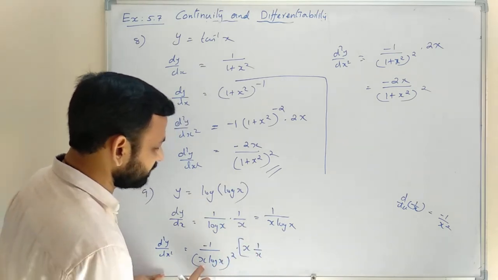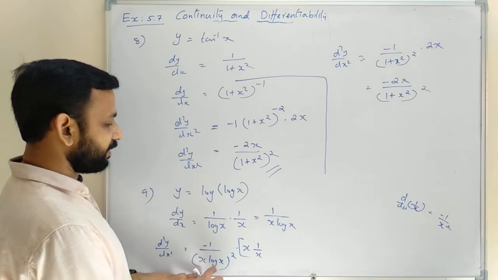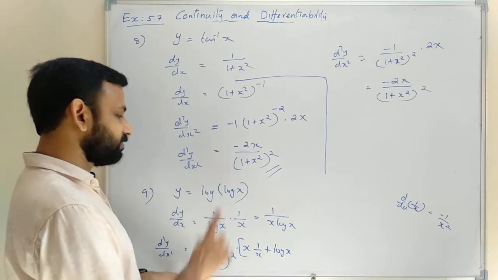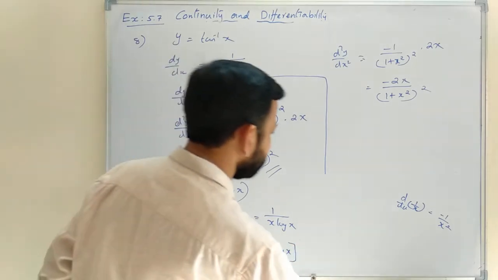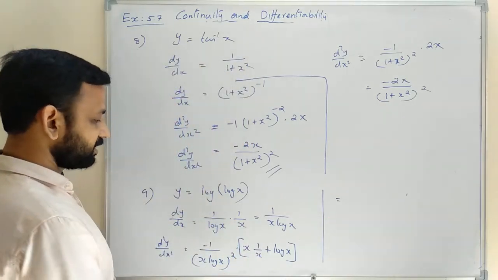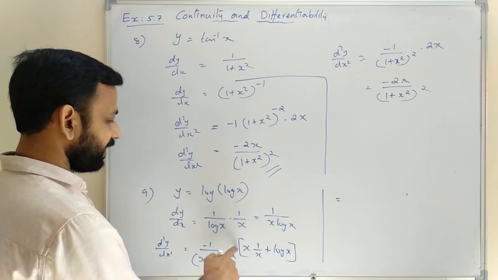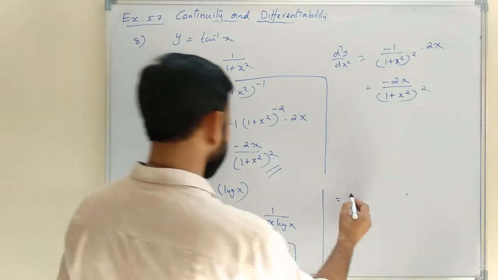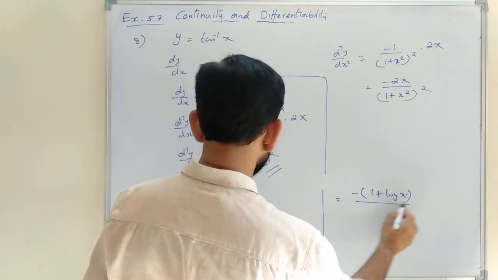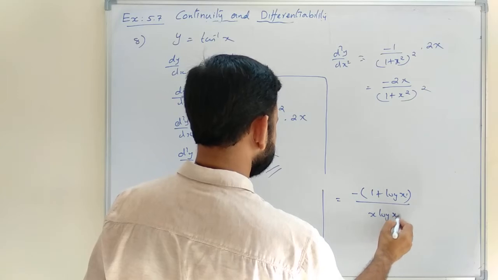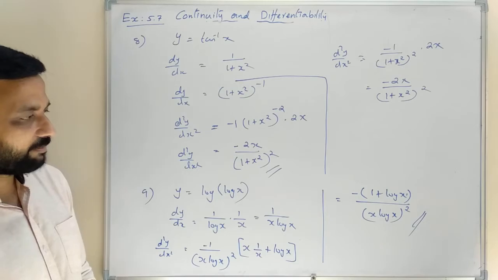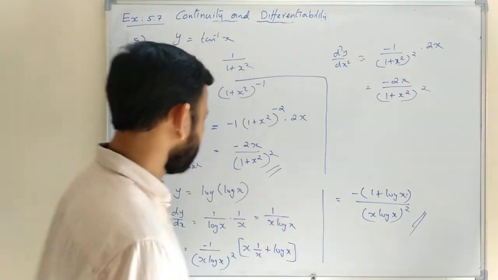In bracket we can write the first function into the derivative of the second: x into 1 by x, plus log x into the derivative of x with respect to x, 1. So when we simplify this, x and x cancel. Then we can take minus common: minus into 1 plus log x divided by x log x whole square. So minus of 1 plus log x divided by x log x whole square. So we got the answer.